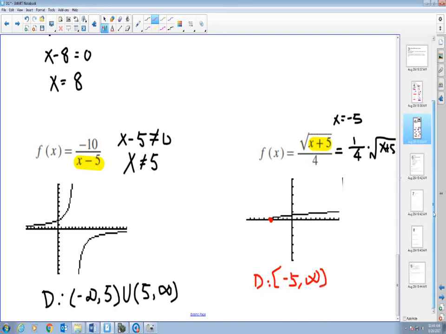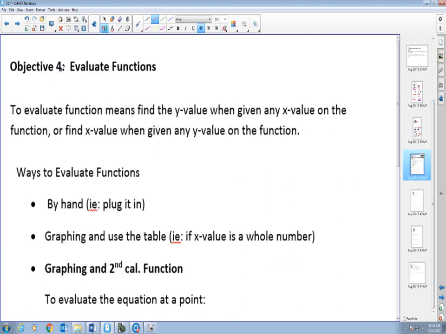Okay, now I'm going to stop here, and for part 2, I'm going to begin talking about evaluating functions, because starting with objective number 4, we'll do a lot more arithmetic. Alright, thank you for watching.